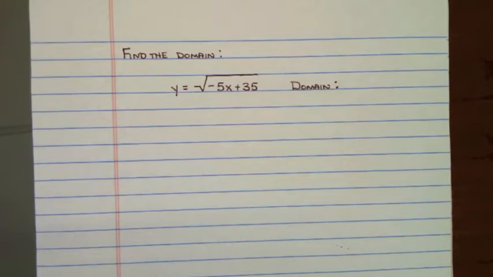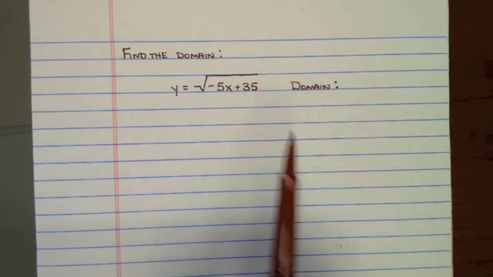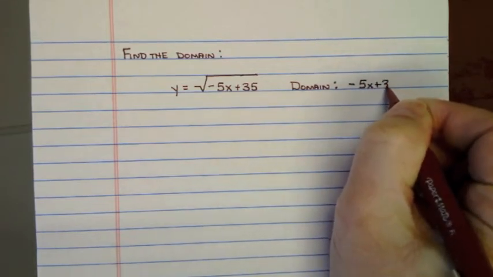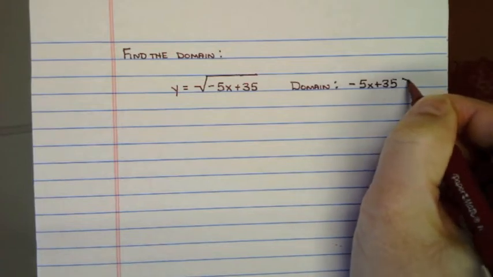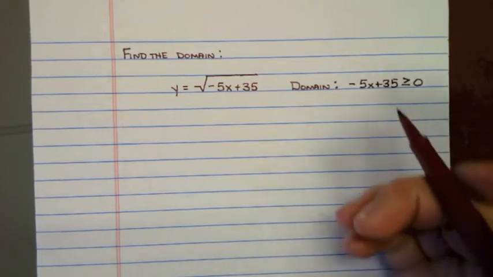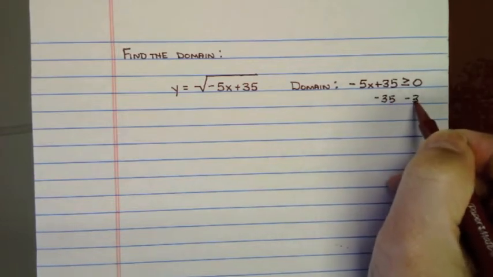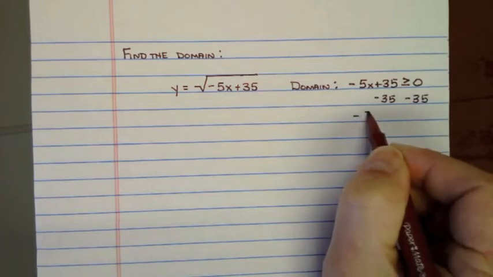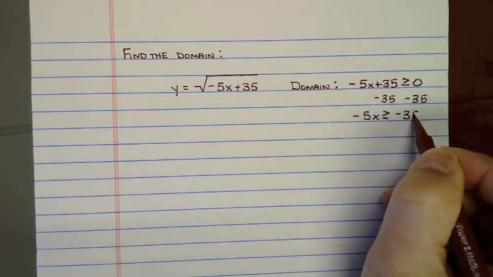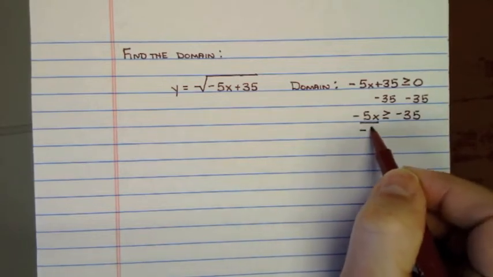Next example. To find the domain, I take what's up under the radical symbol, the radicand, and I set it greater than or equal to 0. I need to solve this. I'm going to subtract 35 from both sides. Now I need to divide both sides by -5.